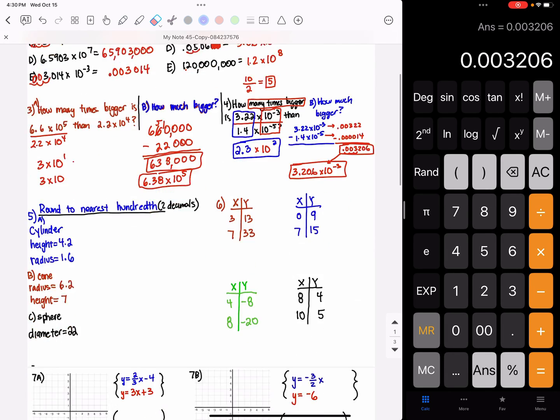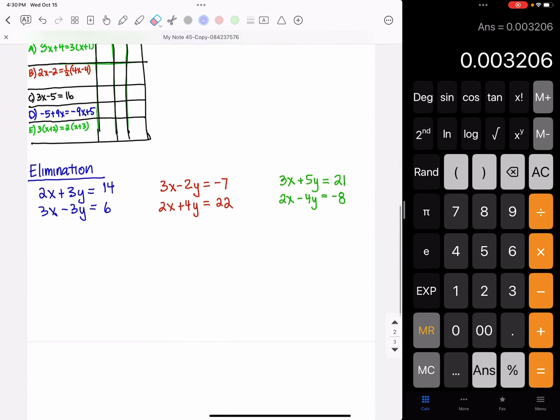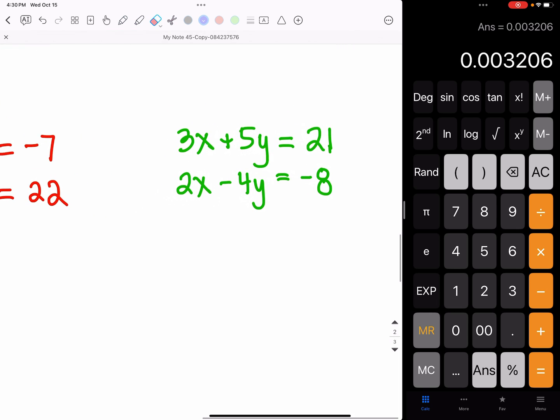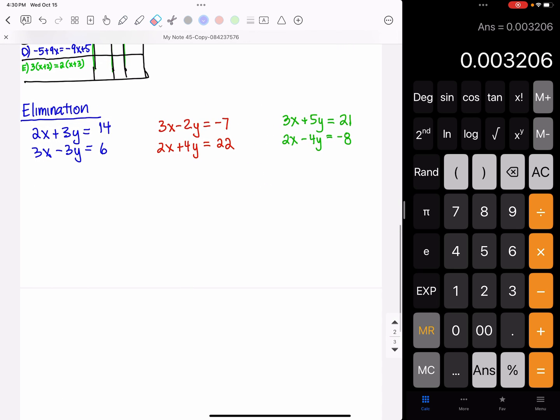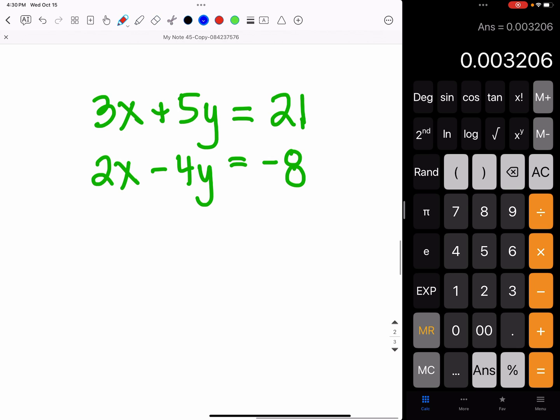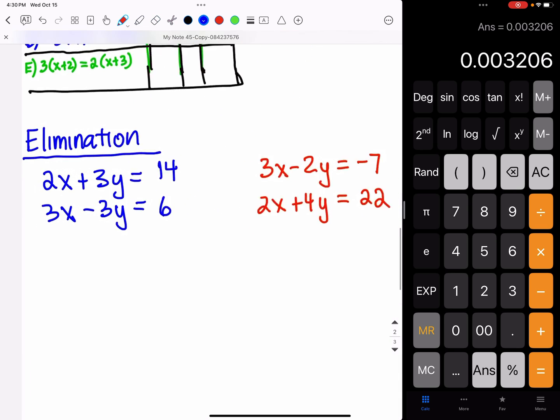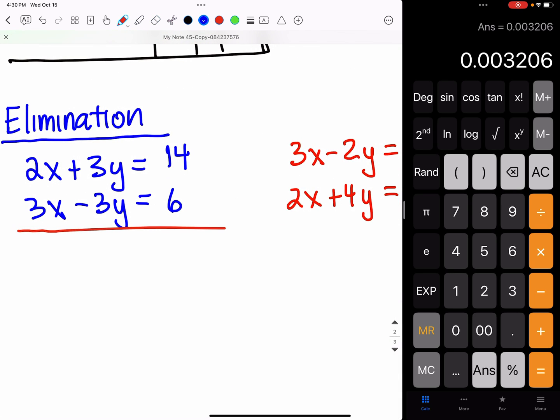All right, guys, let's start from the bottom. Let's start from the elimination ones. Okay, let's start from this one. This one is ready to go because the y's are going to kill themselves off. So 2x's and 3x's is 5x's. The y's kill each other off. 14 and 6 is 20. Divide by 5, divide by 5, and x's equal 4.